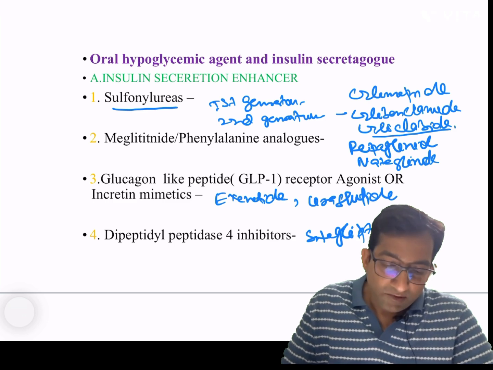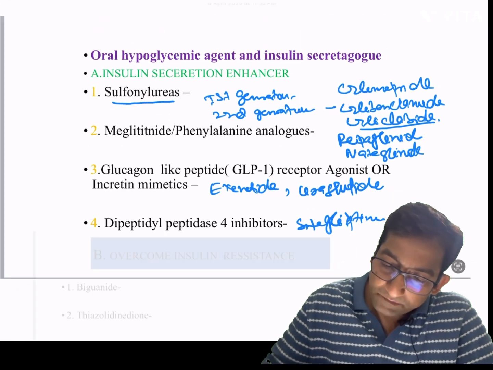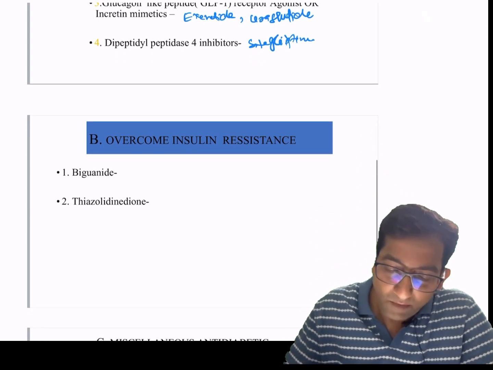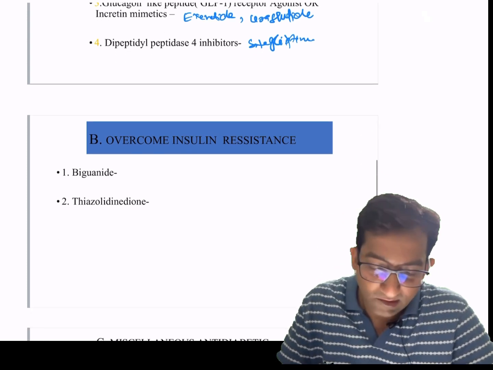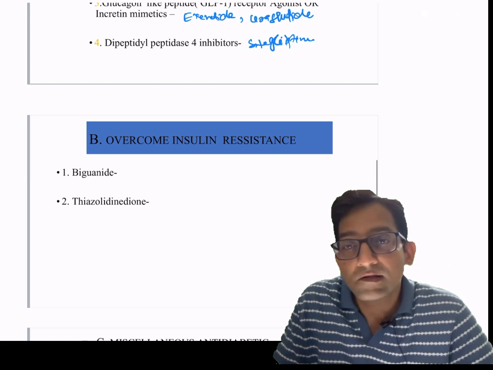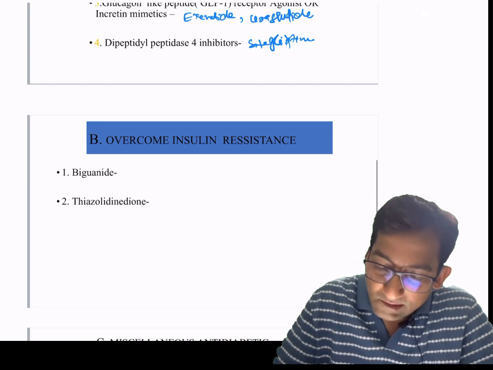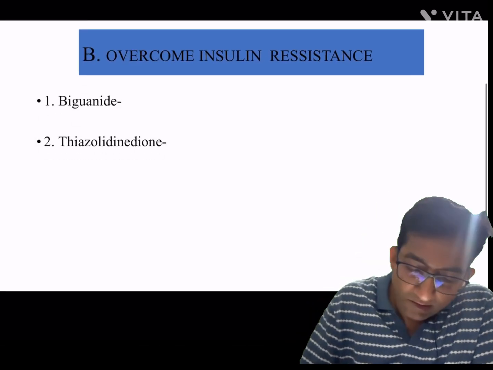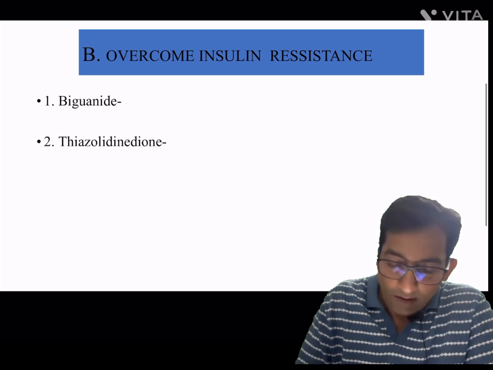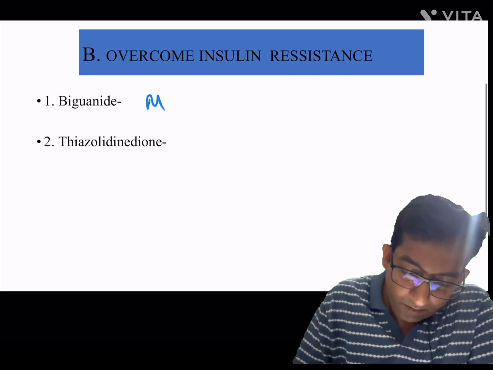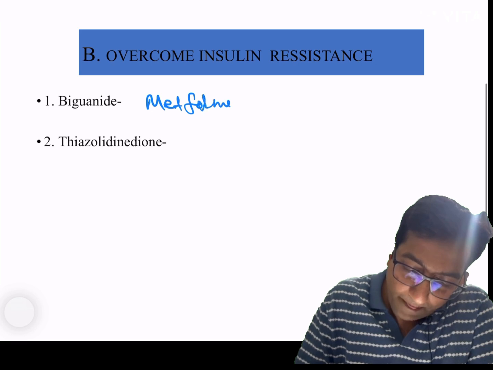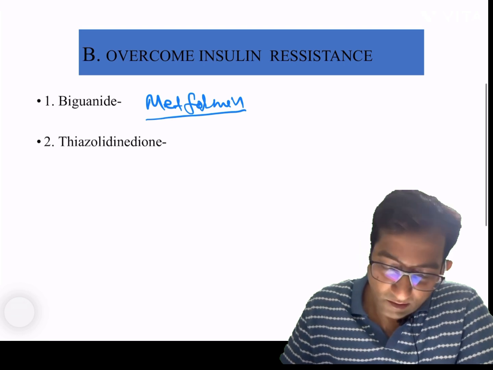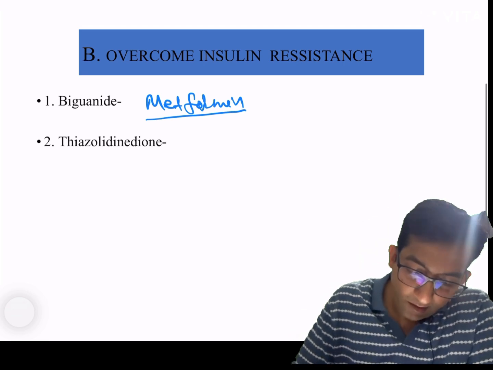Now, the next category of oral hypoglycemic agents is the one that overcomes insulin resistance. These are drugs which overcome the insulin resistance and are also called insulin sensitizers. The first one is called the biguanide derivative, a single drug and a very effective drug available nowadays, metformin. Metformin we generally use in doses of 500 milligram and 1000 milligram.